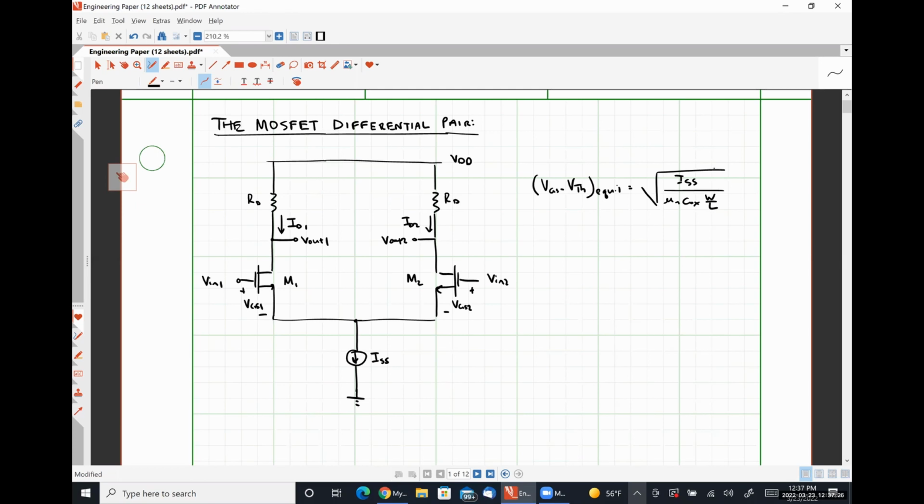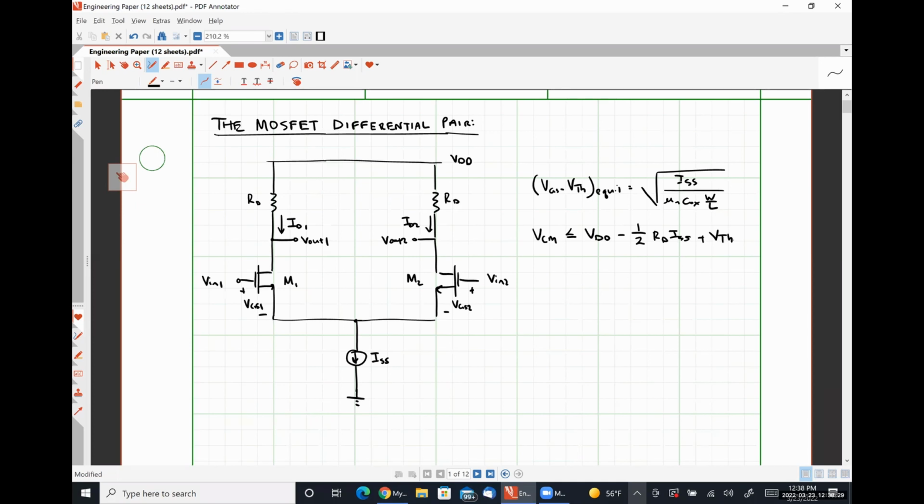To ensure that transistors M1 and M2 stay in saturation, VDS, which is just our output voltage here, measured with respect to this common source terminal, has to be larger than this guy, right? Because VDS needs to be larger than VGS minus VTH. So that tells us that our common mode voltage, VCM, is bounded. It must be less than or equal to VDD minus 1/2 RD times ISS plus a threshold voltage.